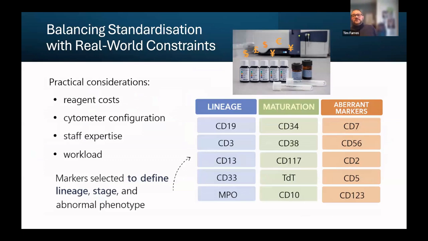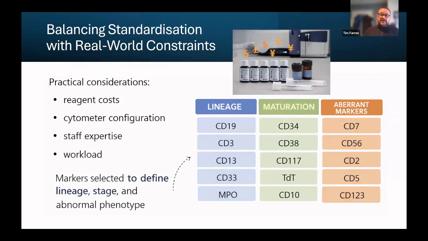While standardization offers clear advantages, in practice, we have to balance this with a number of real world constraints within the diagnostic laboratory. Reagent costs are a significant factor, particularly as panels are becoming larger and more complex. And certainly, I know we've got over 71 countries who have registered for this. The finances for different countries are going to be different. Cytometer configuration also plays a role. Not all laboratories will have access to the same number of lasers, the same number of detectors, which will limit how closely standardized panels can actually be replicated in local services.